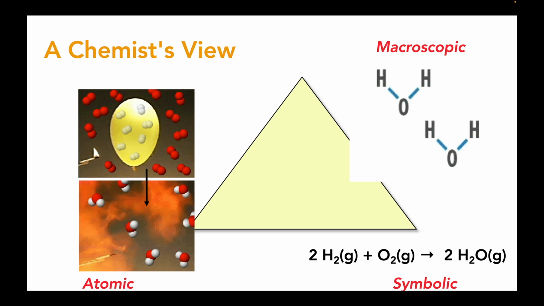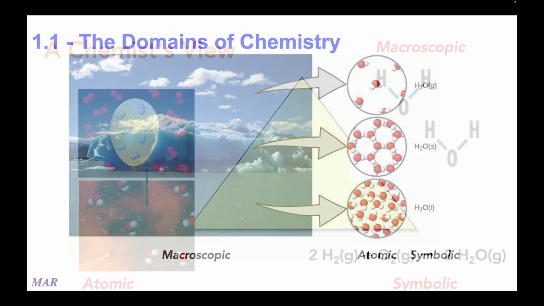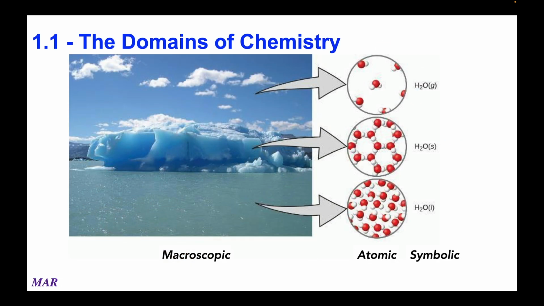That's the symbolic representation. So in chemistry, all of these perspectives are important, and we'll use them interchangeably sometimes to describe the things that are happening. This is an example showing some different phases of water. On the macroscopic world, you see the ocean, you see the big iceberg floating there. And even though you can't see it, all of the air we breathe has water in it, water vapor. So you're seeing all three versions of water.